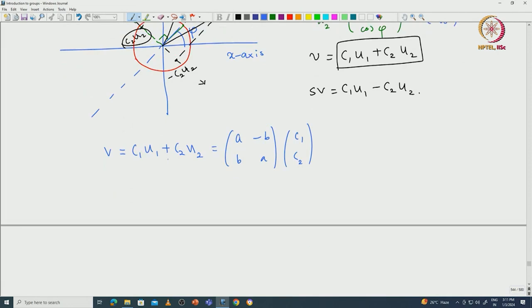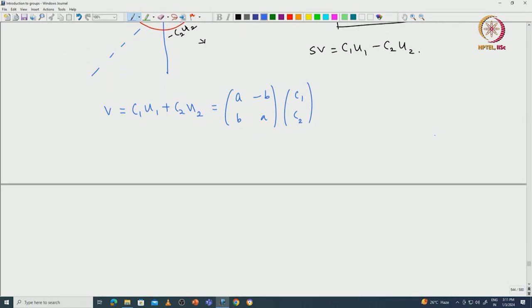okay, with respect to, like here you have written it for coordinates with respect to u1, u2, but using the matrix form you can see that v is exactly equal to this. So this is exactly equal to c1 times (a, b) plus c2 times (minus b, a). So this is with respect to the usual Cartesian coordinates. In a similar way we can compute what is Sv.